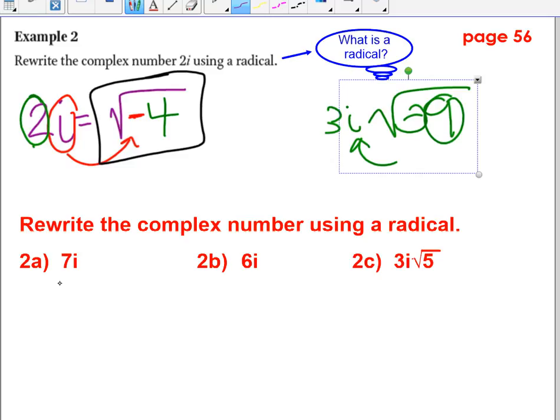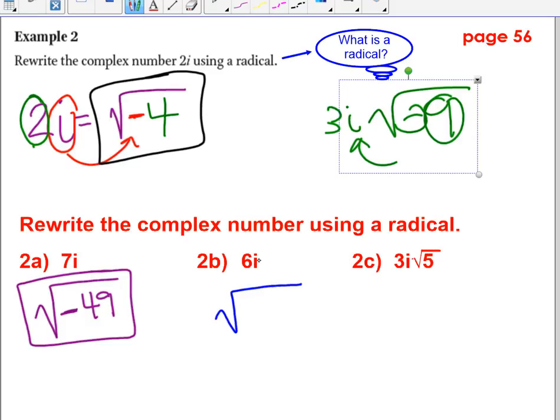So here, if we have 7i and we want to rewrite it as a radical, the i goes back underneath as a negative, and then the 7 goes back underneath. You have to multiply it by itself. 7 times 7 is 49, and that's your answer. Okay? If you were going the other way, the negative is the i, square root of 49 is 7. So then over here, this i comes underneath as a negative. This 6 goes back underneath as 36 because 6 squared is 36.